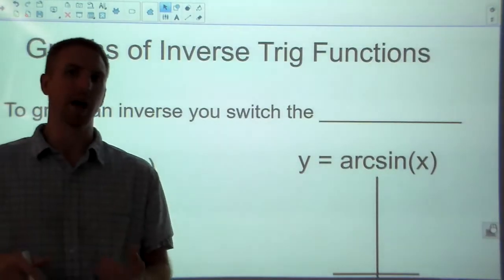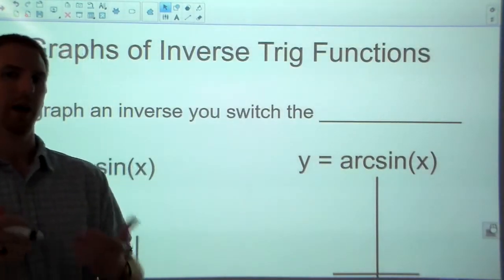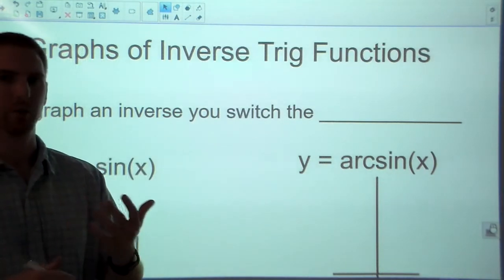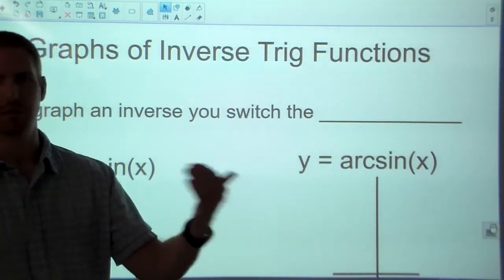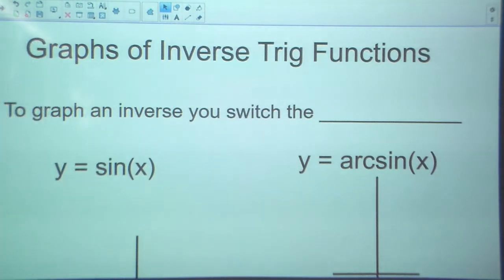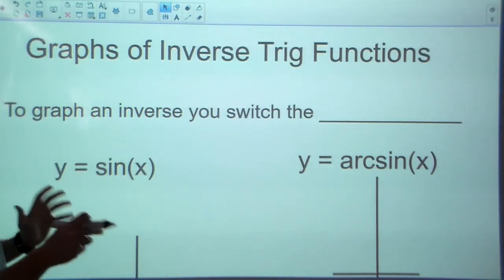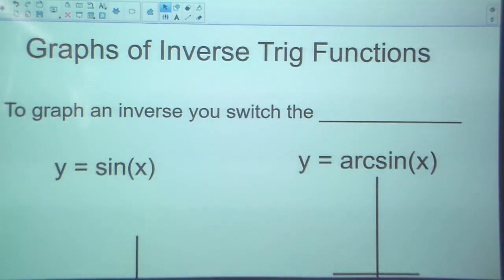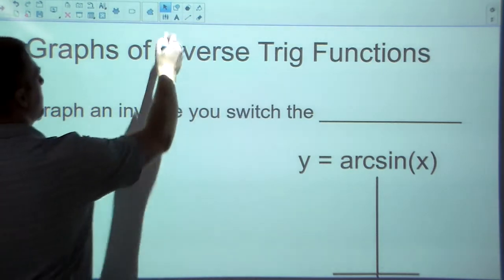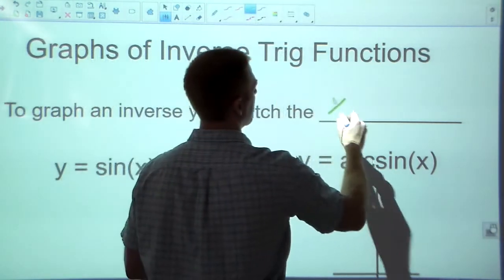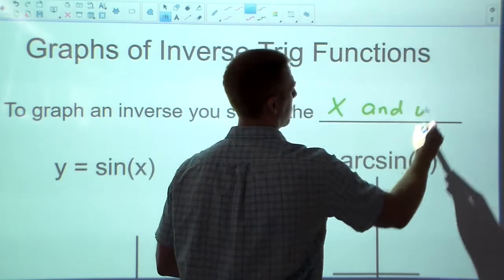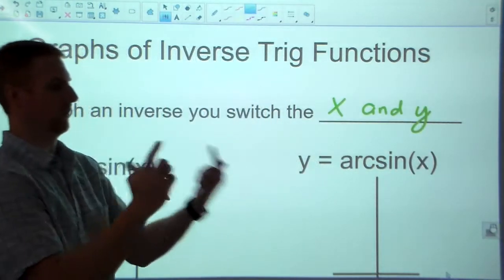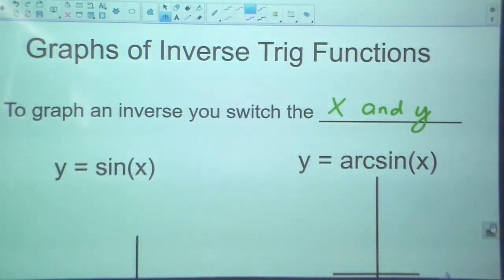So let's take a look at the graphs and try to answer that question about how we settle in on whether sine of 1/2 is 30 or 150. So let's settle in on that. These are the inverse trig functions. And to graph an inverse, just starting out with a little review, you switch the x and the y. That's really the key to an inverse. You switch the x and the y values and that becomes the inverse of the original function.